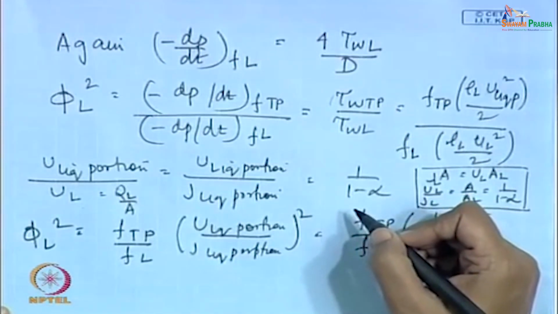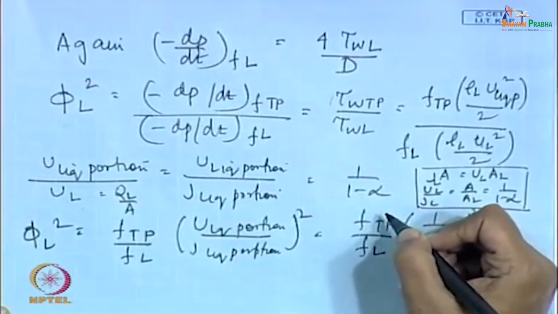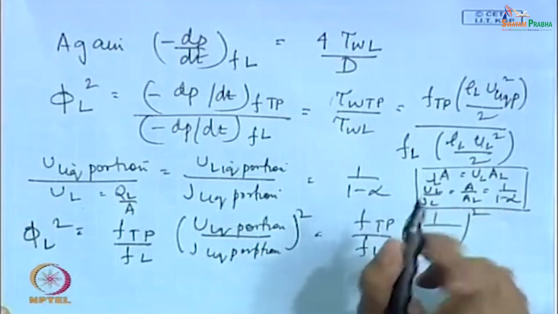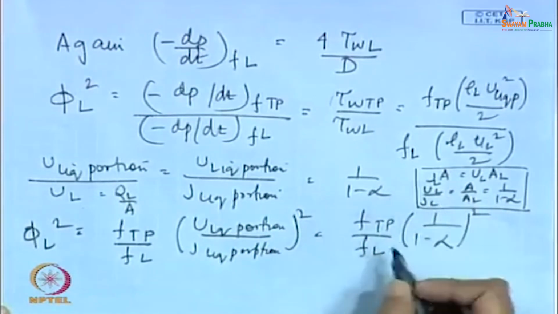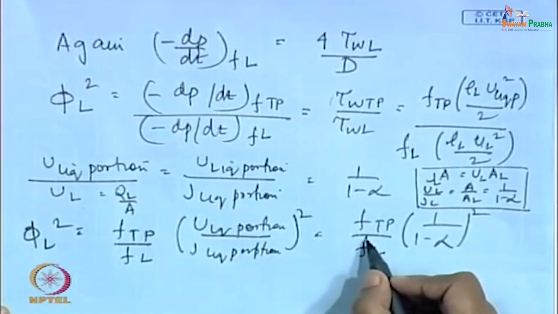Any friction factor depends on Reynolds number. So, therefore, this will depend upon the Reynolds number of what? Of the liquid film. It will depend upon the Reynolds number of the liquid film, yes or no, and this FL will depend upon that liquid flowing alone in the pipe.